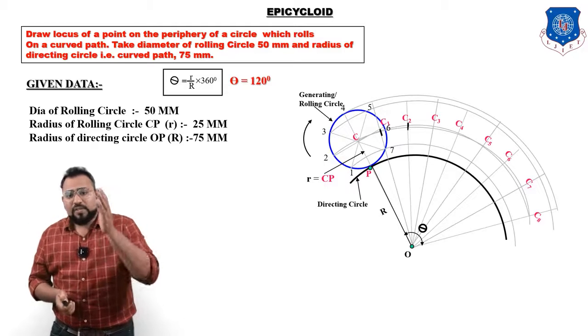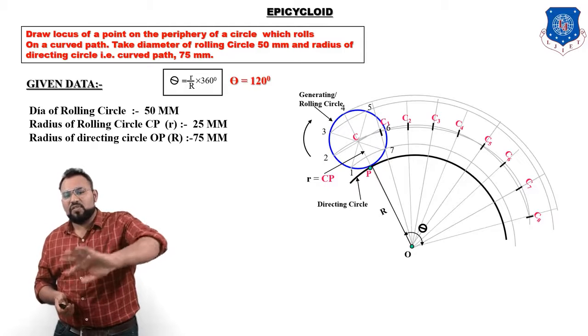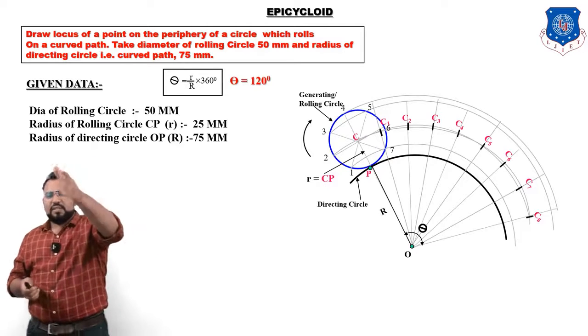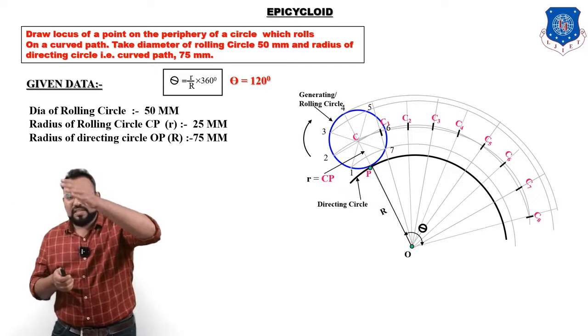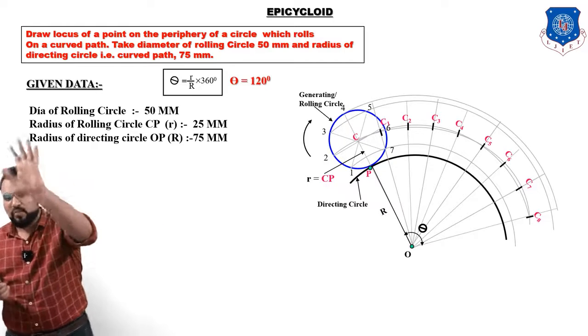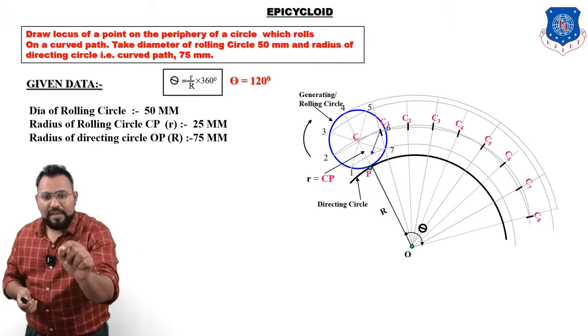Now what we will do? First we will darken C1, C2, C3, C4, C5, C6, C7 and C8, so you will easily understand. These are all the C1, C2 center line, C1, C2, C3, C4, C5, C6, C7, 8 points. I have just darkened all these points for our reference. Now first we will darken the point P like this.